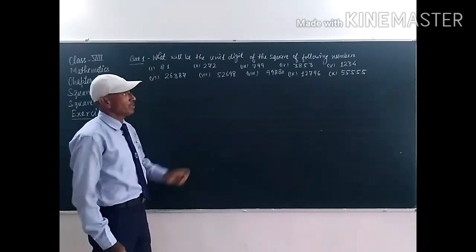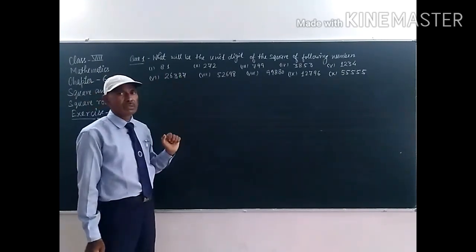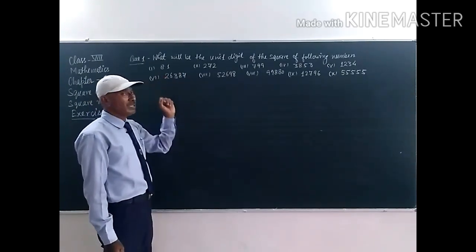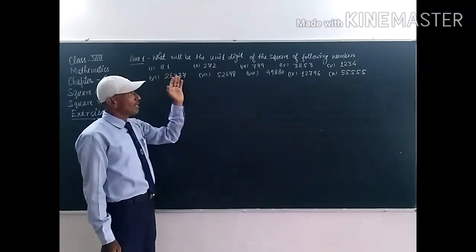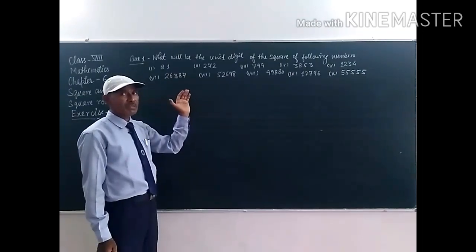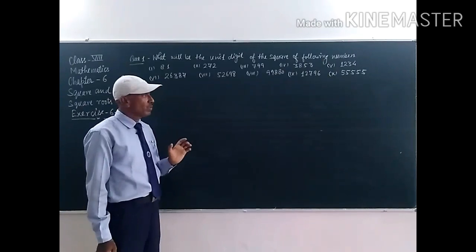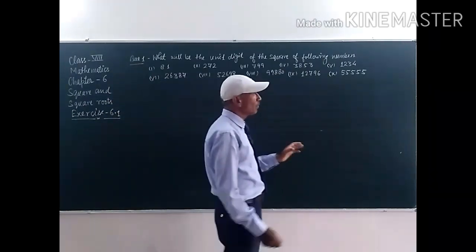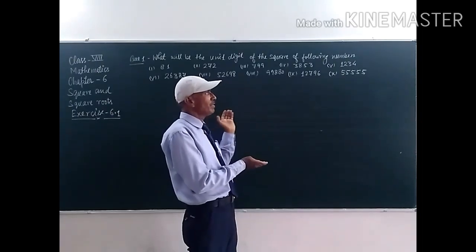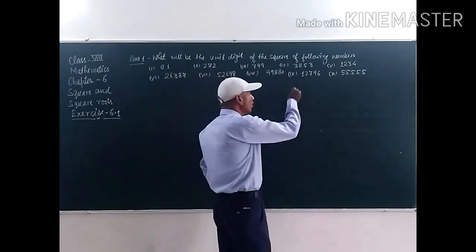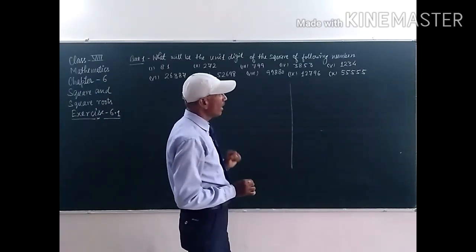So in the first video, student, we know that if any number ends with 1 and 9, then in the square of that particular number, the unit digit will be 1. So first of all, we have to write the basic rules. Clear, student? After that we will solve the question. So what are the rules or properties of square numbers?